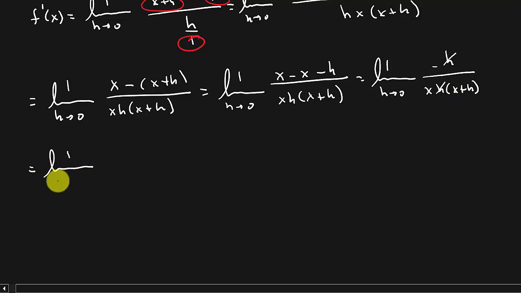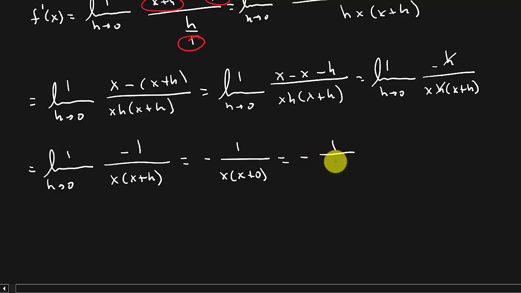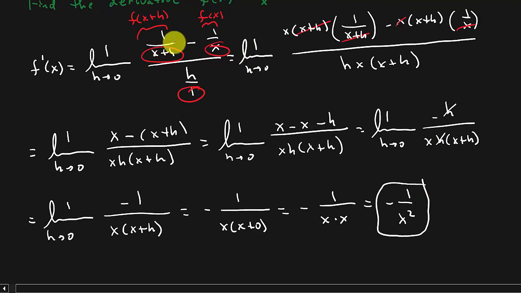That's going to leave me with the limit as h goes to 0 of negative 1 over x times x plus h, which now I can just plug the 0 in for h. That's equal to negative 1 over, I just brought the negative out in front of the fraction bar, x times x plus 0, which is negative 1 over x times x, which is negative 1 over x squared. And there's your derivative. So the key to simplifying that is multiplying each term by the common denominator.